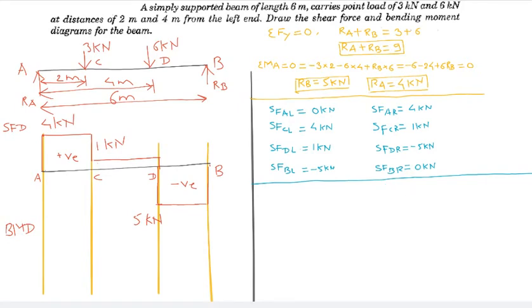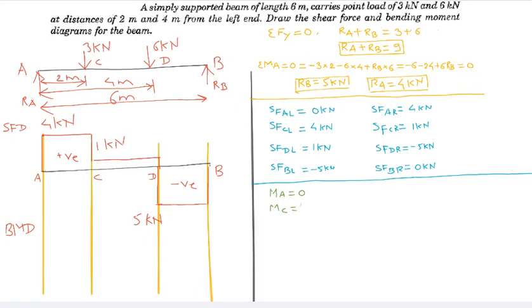So what is the value of moment at point A? As discussed in the last video, moment at points A and B will be equal to 0. So moment at point A is 0, then moment at point C: either you can consider the left portion of the beam or the right portion of the beam. Over here if you consider the left portion, only one force is there, so this is the most convenient way to calculate the value of bending moment at point C.